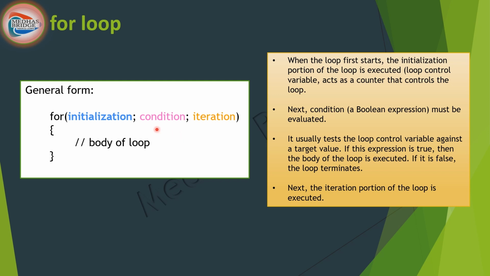Got it? So when the condition meets the termination condition, control automatically comes out of the loop and then executes the next immediate statements after the for loop, right? That is how the for loop concept works.